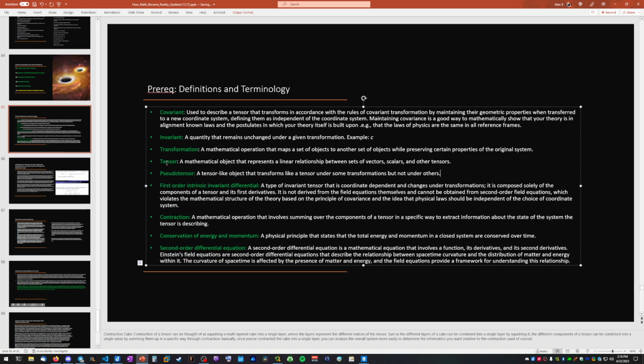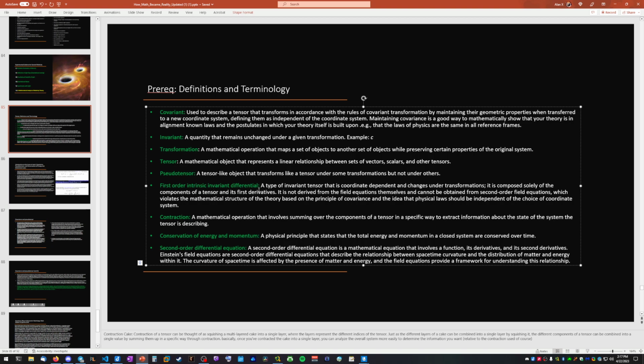Okay, so from that, there are these things called pseudotensors. Now, pseudotensors act like a tensor under some transformations, but not others. So they can be used as kind of a placeholder under certain transformations, and that will satisfy the laws of conservation of energy and momentum. However, the use of the pseudotensor itself breaks covariance because the pseudotensor, when contracted, is revealed to be a first order intrinsic invariant differential.